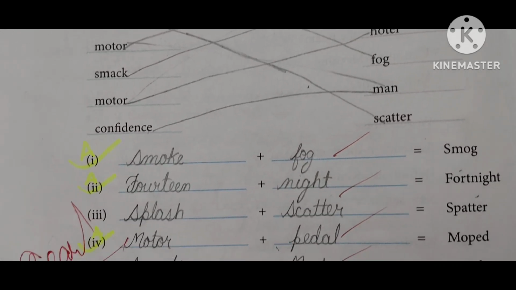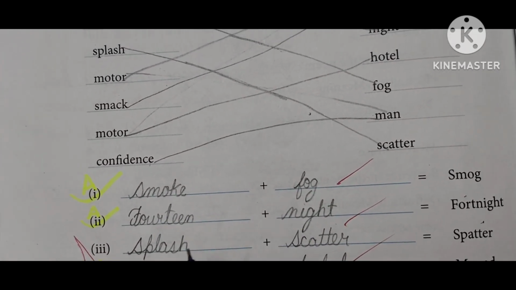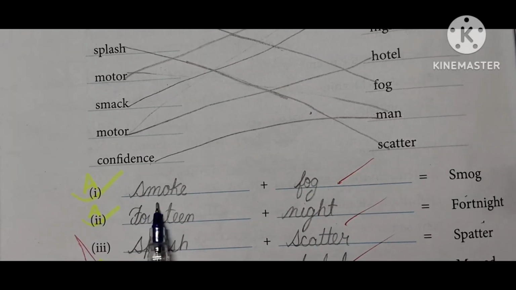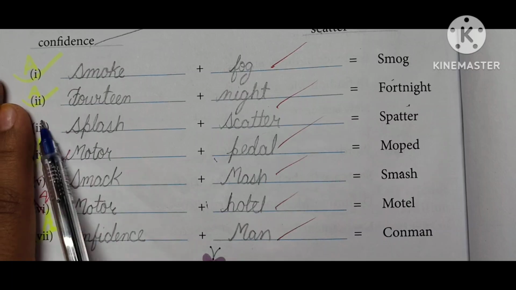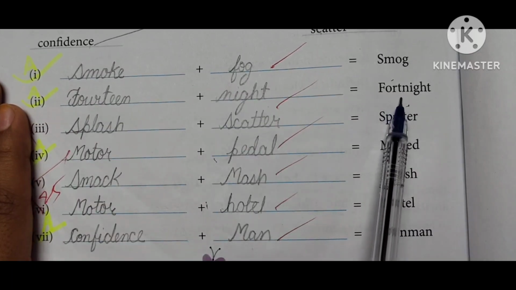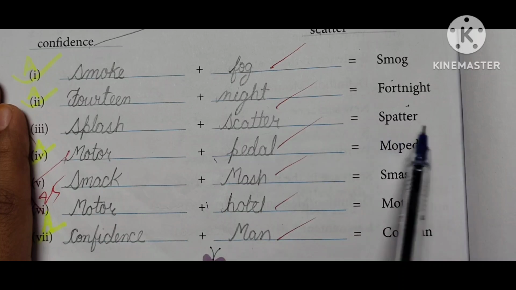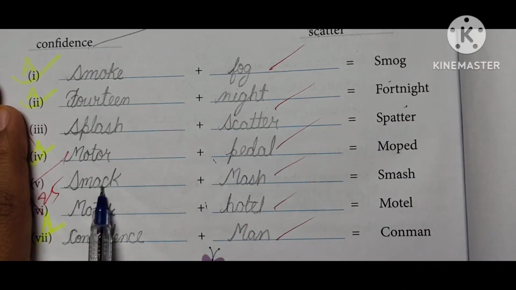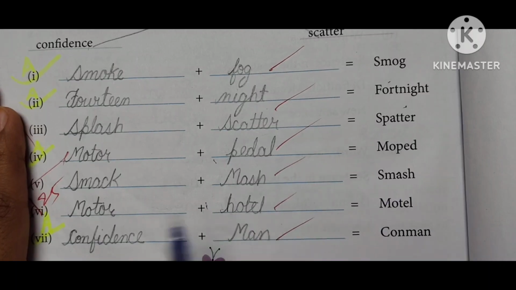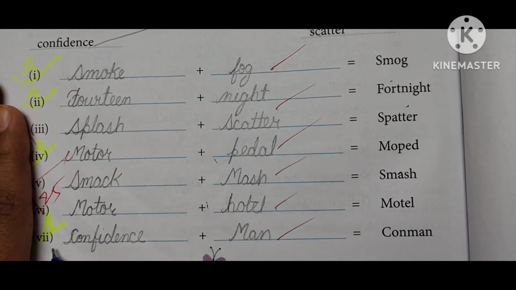First, smoke, fog, smog. Second, fourteen, night, fortnight. Third, splash, scatter, spatter. Fourth, motor, pedal, moped. Fifth, smack, mash, smash. Sixth, motor, hotel, motel. Seventh, confidence man, con man.